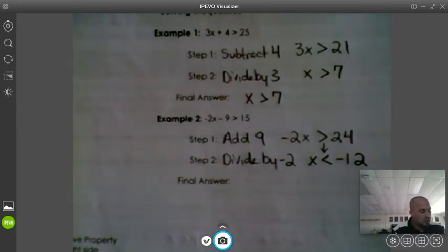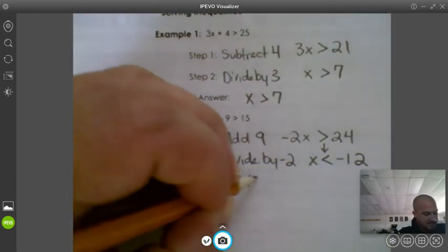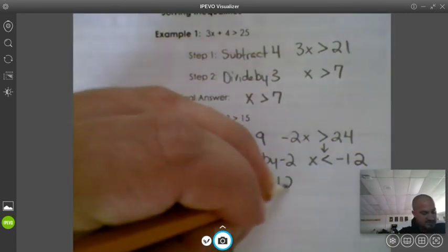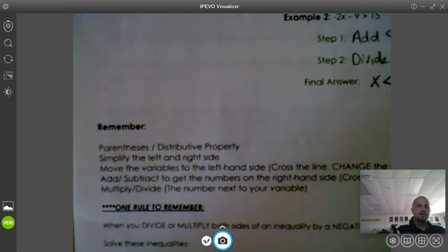And that is a rule that whenever you multiply or divide by a negative in inequalities, it flips the sign. So you should have seen that in an earlier math class. But if not, there it is again. And that's example 2. A couple things to remember on here.